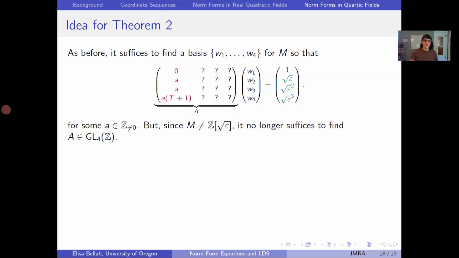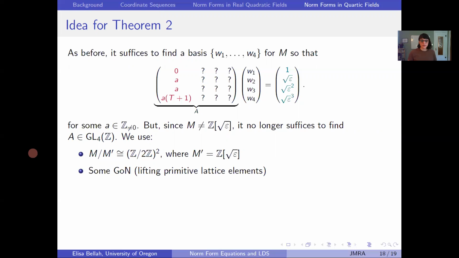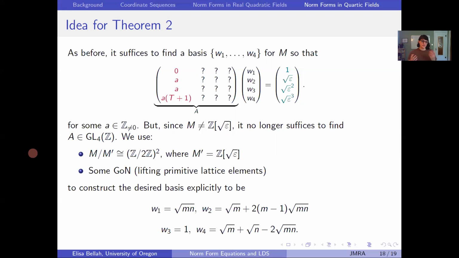GL4Z. So what do we do? We use the fact that Z adjoin square root of epsilon sits nicely inside of this module. So its quotient is 2 copies of Z mod 2Z. And then we use a little bit of geometry of numbers, just this fact that you can lift primitive lattice elements to a basis. And then in this paper, we give an algorithm to construct the basis, and I've just constructed it explicitly here. And so just to remind you, what this says is if you write alpha k in terms of this basis listed here, the first coordinate sequence will be a linear divisibility sequence.